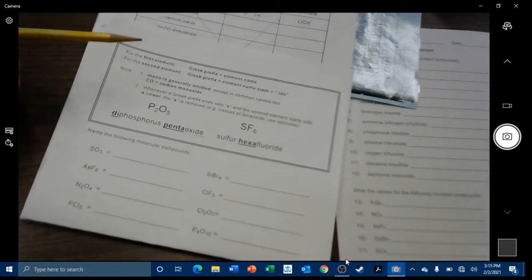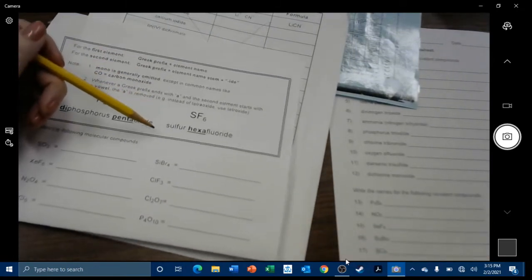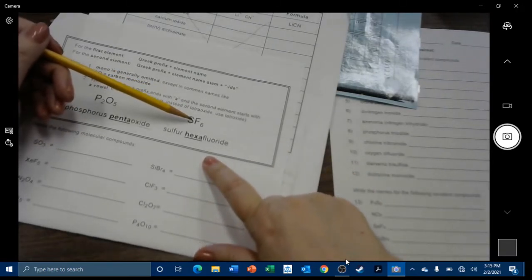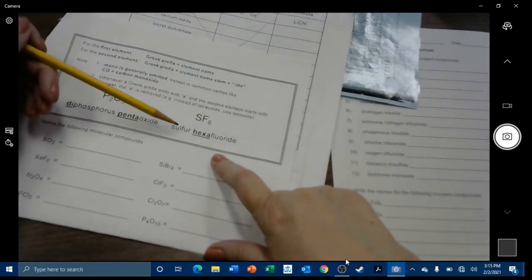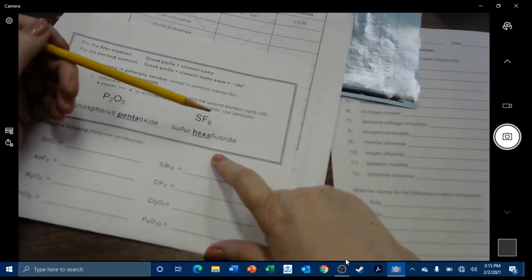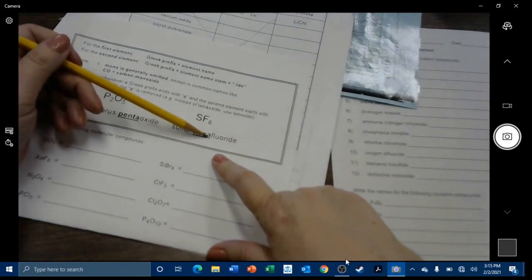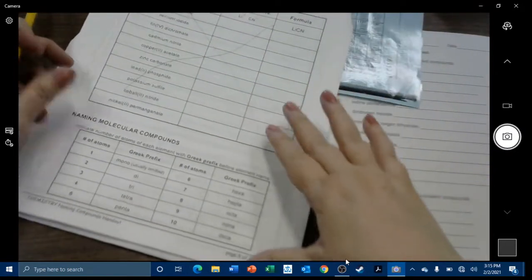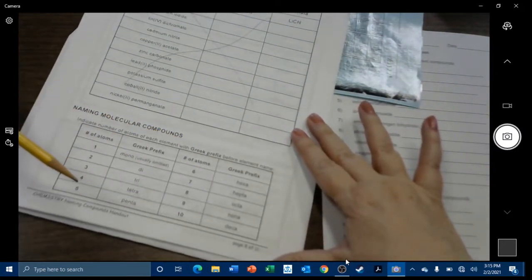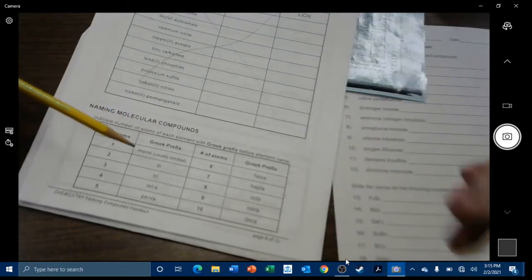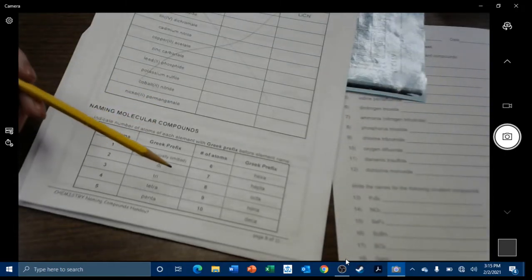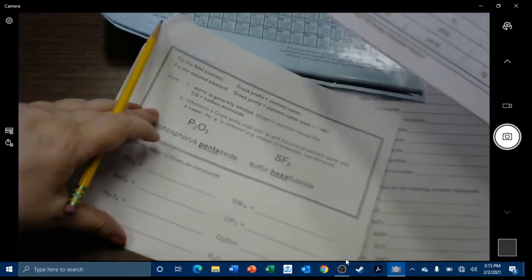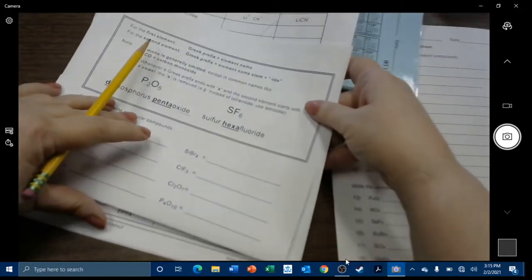Now the other example I've got here is sulfur hexafluoride. You have S for sulfur, there's only one because there's no number, so there's no prefix in front of it. Then you have hexafluoride, hexa means 6. If you look at the chart right here, this is what you're going to be using to figure out what prefix to put in front. So 6 is hexa, and that's what we just did. All right, so let's do some examples.